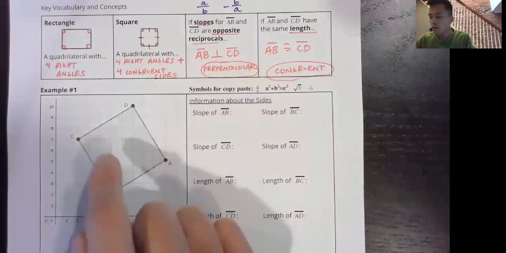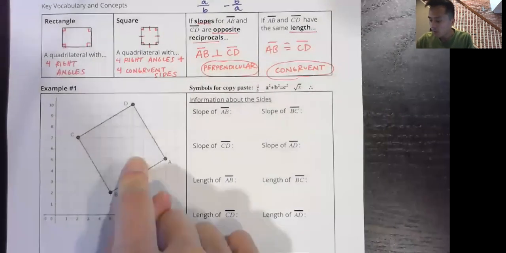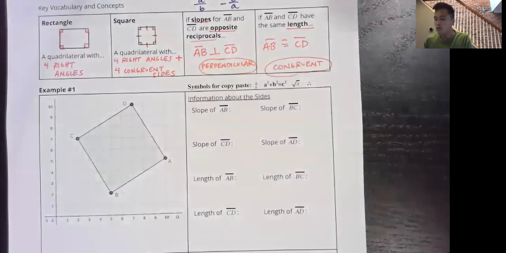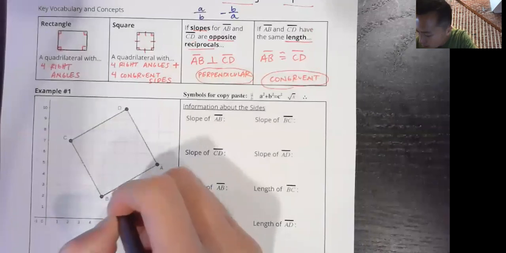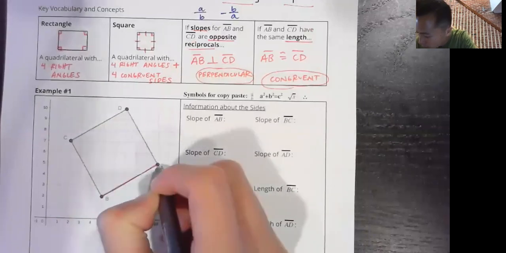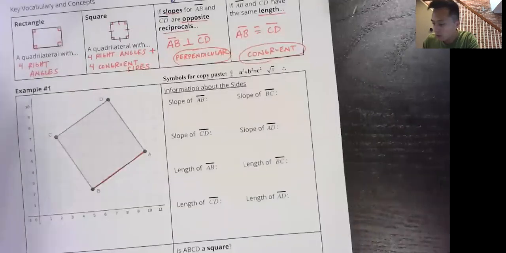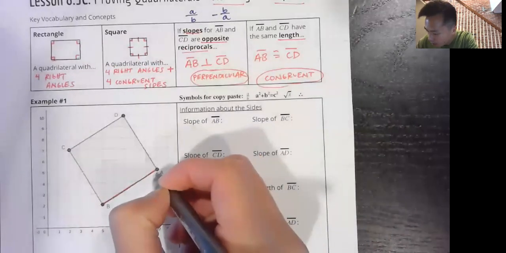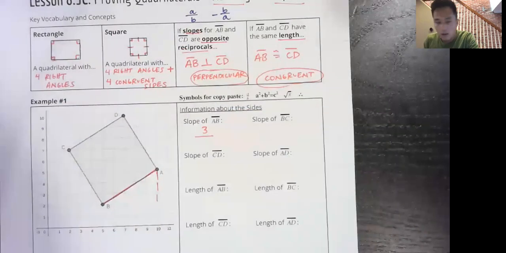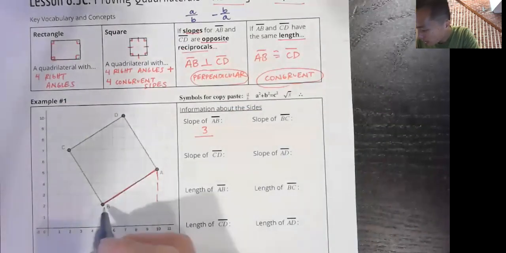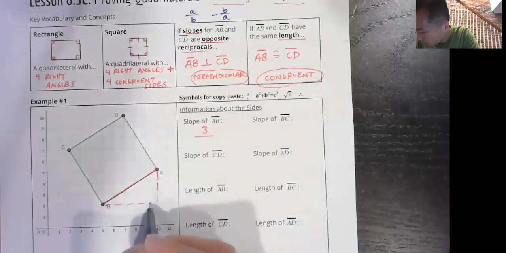Here is the quadrilateral we're given. And the first thing that we're going to do is find the slopes and the lengths of all of the sides because we'll use that information later. So the slope of AB, that's this side right here, looking from left to right, we're going up 1, 2, 3 units. And we're going to the right 1, 2, 3, 4, 5 units.